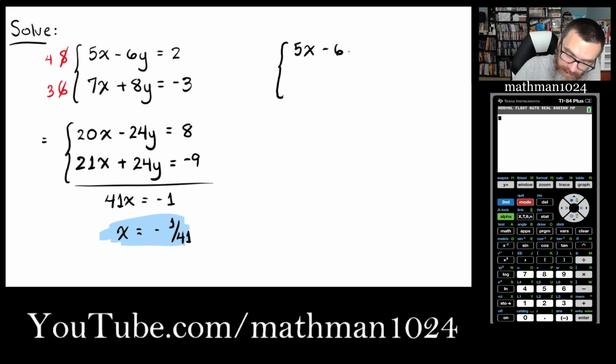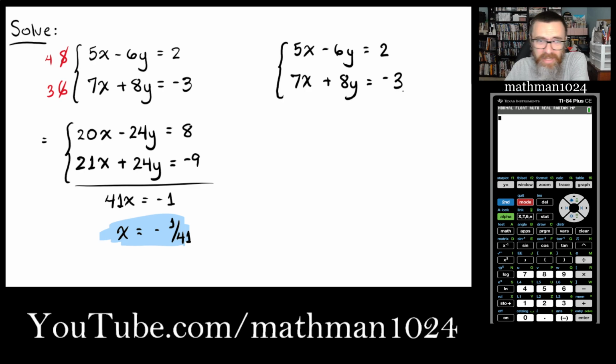So 5x minus 6y equals 2, and 7x plus 8y equals negative 3. Now instead of canceling out the y's, let's cancel out the x's. Again, do the crisscross: multiply the first equation by 7 and the second one by 5. Before you go on, double check this. That gives me 35x, and this also gives me 35x, so they won't cancel. I need to make one of them a negative. It doesn't matter which one, so let's make the top one negative.